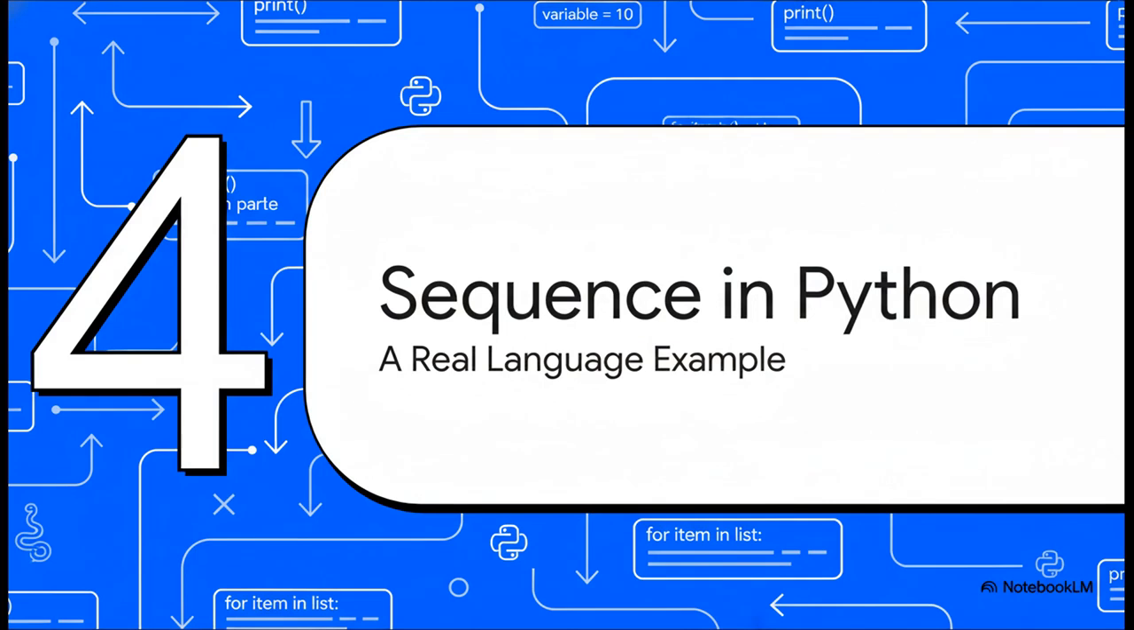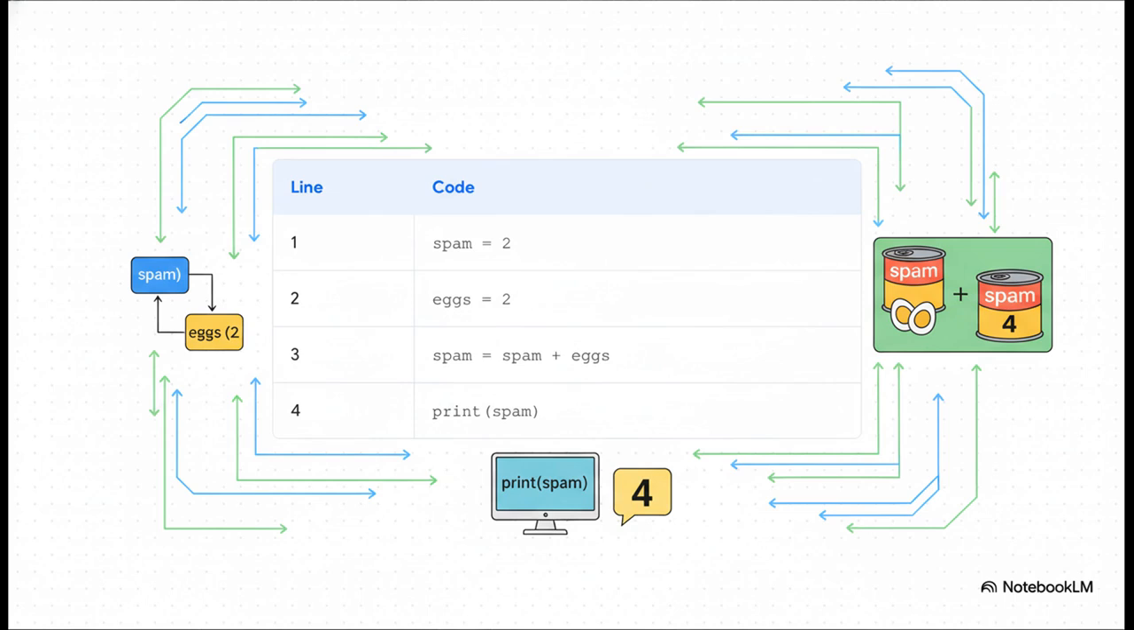Cool, so we've seen the theory with pseudocode. But what does this actually look like in a real language you'll be using, like Python? Well, let's take a look. You'll see the principle is exactly the same. We're just using Python's specific way of writing things. And here we go. We've got variables called spam and eggs this time, but the logic is identical.